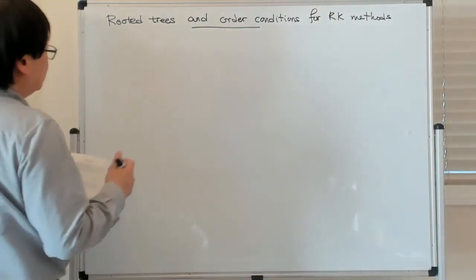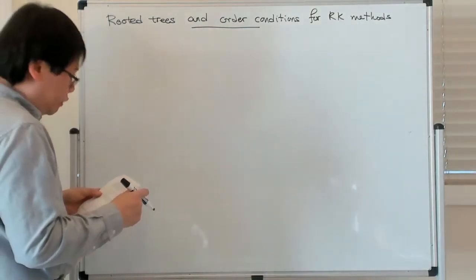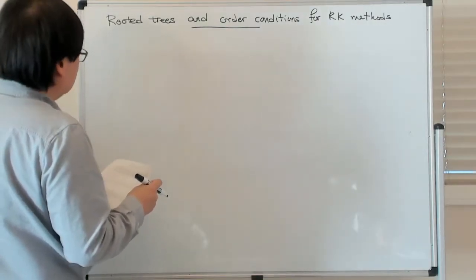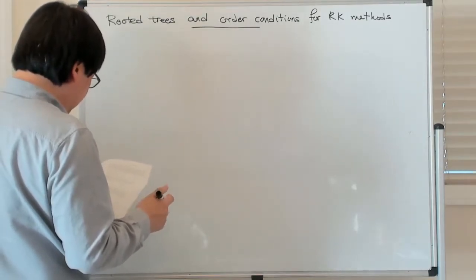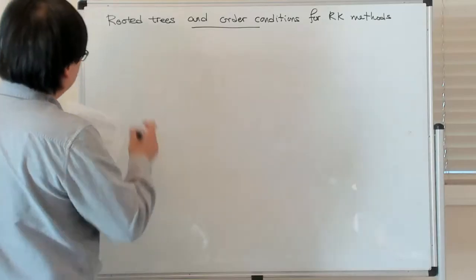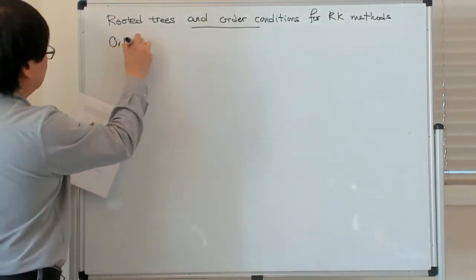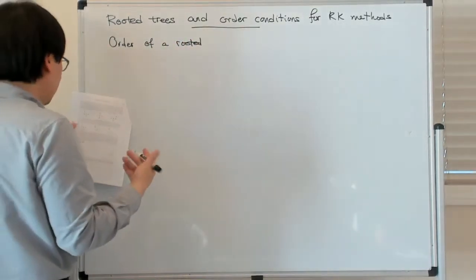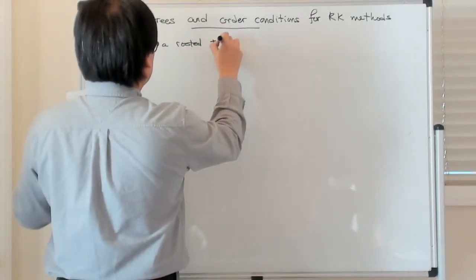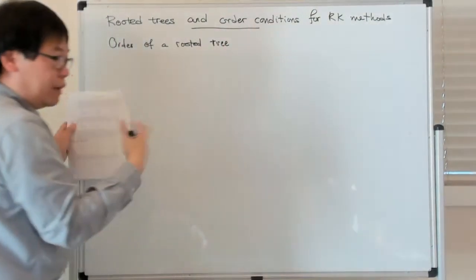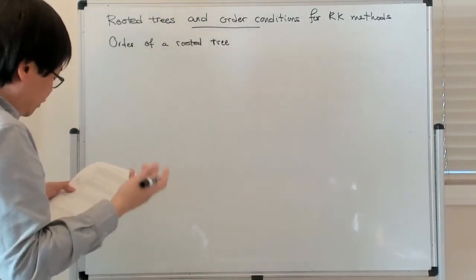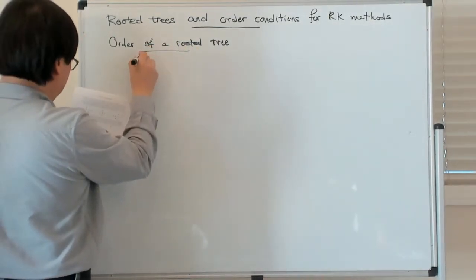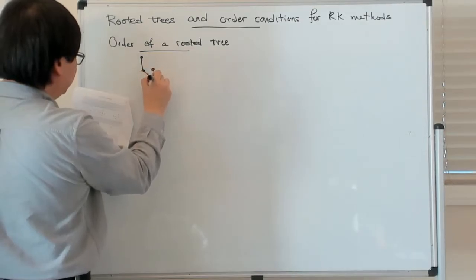Okay, so in order to write down the order condition for a Runge-Kutta method, you have to introduce this idea of the order of a rooted tree. There's some sort of combinatorics, since one has to take into account counting the number of ways you arrive at a particular rooted tree or elementary differential. So let's try to illustrate this by example. Let's consider the following rooted tree.